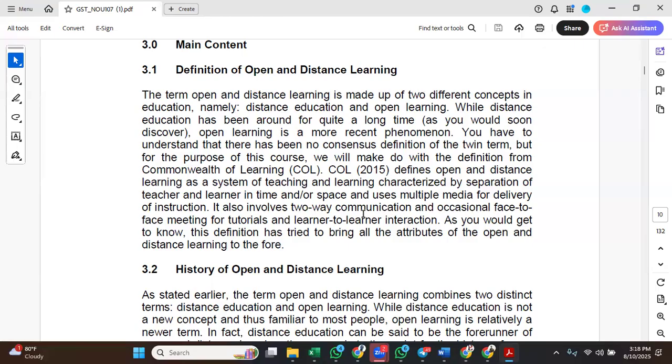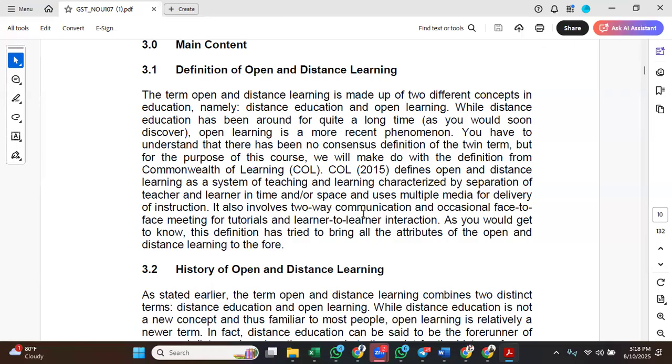But difference in space means that we are not in the same hall, in the same room. My teacher might be in Kaduna, while I'm here in Lagos, or I'm here in Abuja. So you understand? That is the meaning of difference in space in that definition. Difference in space means that we are not in the same hall, in the same school compound like this, that we are not receiving lecture in the physical lecture hall where the teacher and the student can see each other.